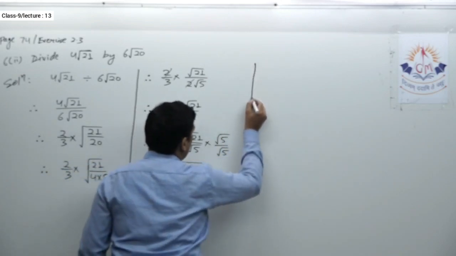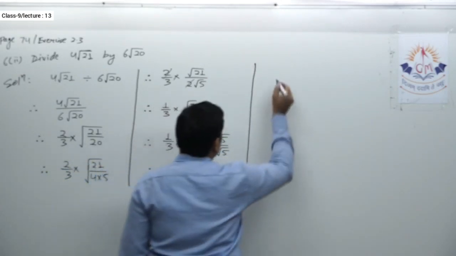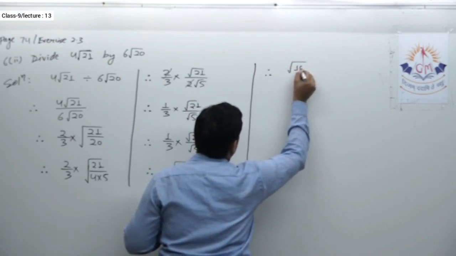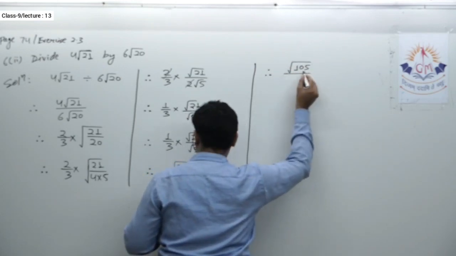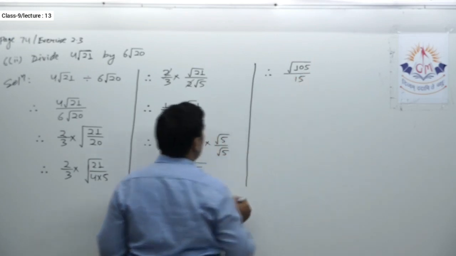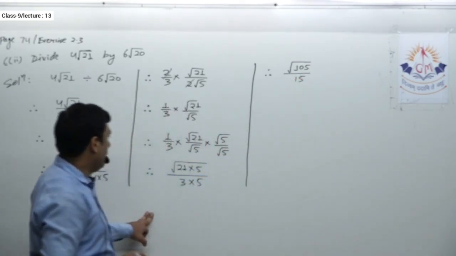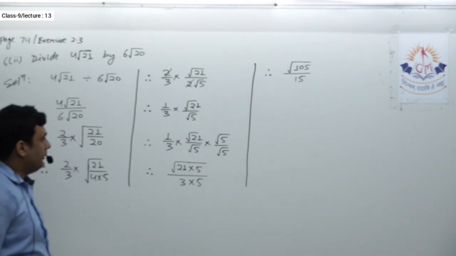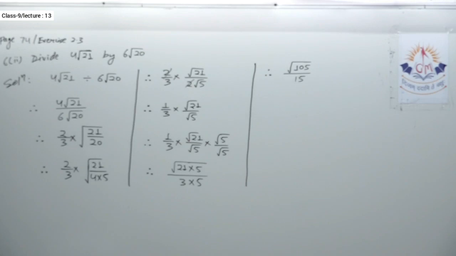So my final answer is going to be root 105 upon 15. Root 105 upon 15. That will be my final answer. Okay, so please note it down.